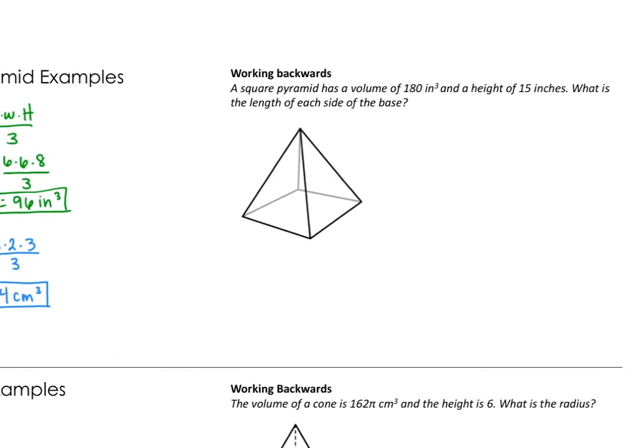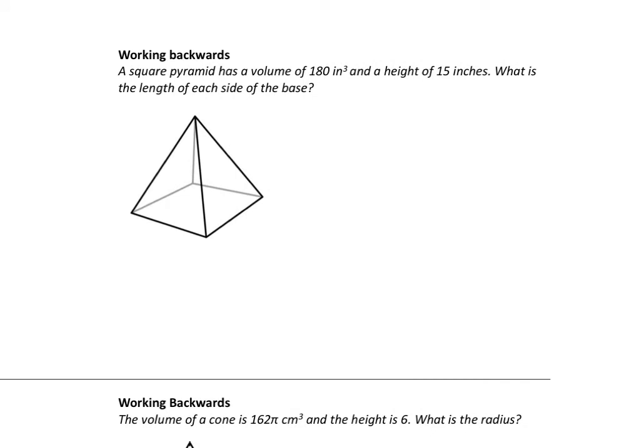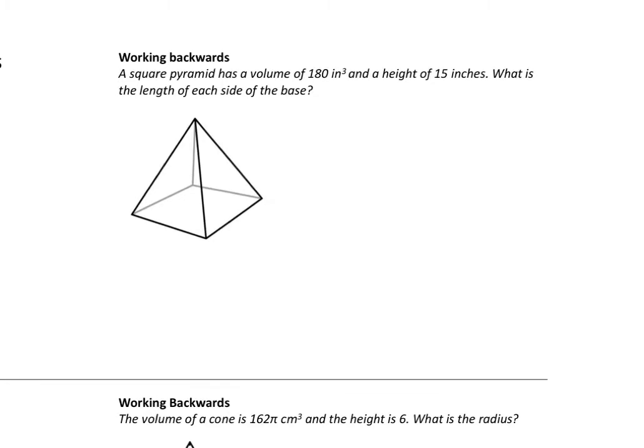So now let's take a look at an example of working backwards. So this problem says a square pyramid has a volume of 180 inches cubed and a height of 15 inches. What is the length of each side of the base? All right, so this is a working backwards problem. The reason I know it's a working backwards problem is because we were given the volume and we're working backwards to find some type of other dimension. Okay, so the formula for volume of a pyramid is length times width times height divided by 3. So now we're just going to plug in what we know. I'm given the volume, so that's going to be plugged in for the volume, and I'm given the height, so that's going to be plugged in for h.